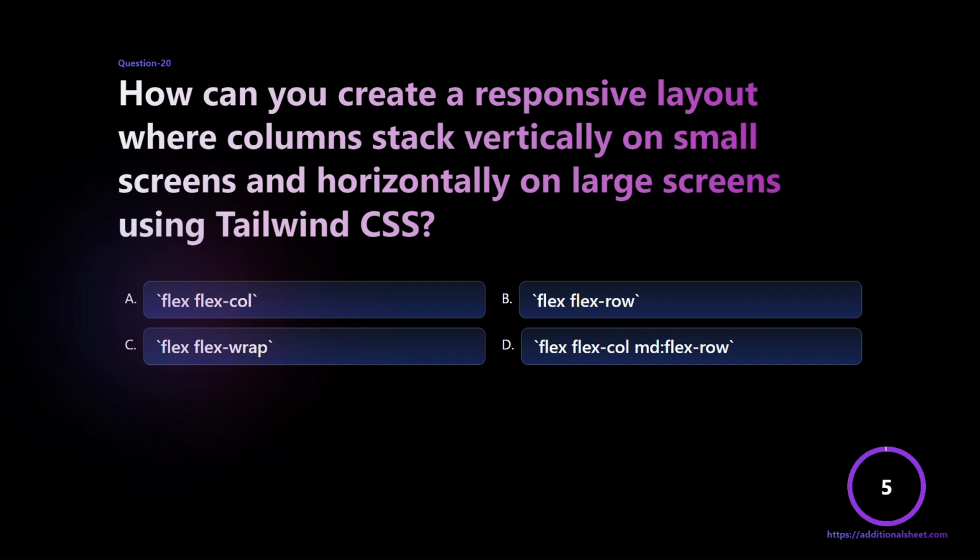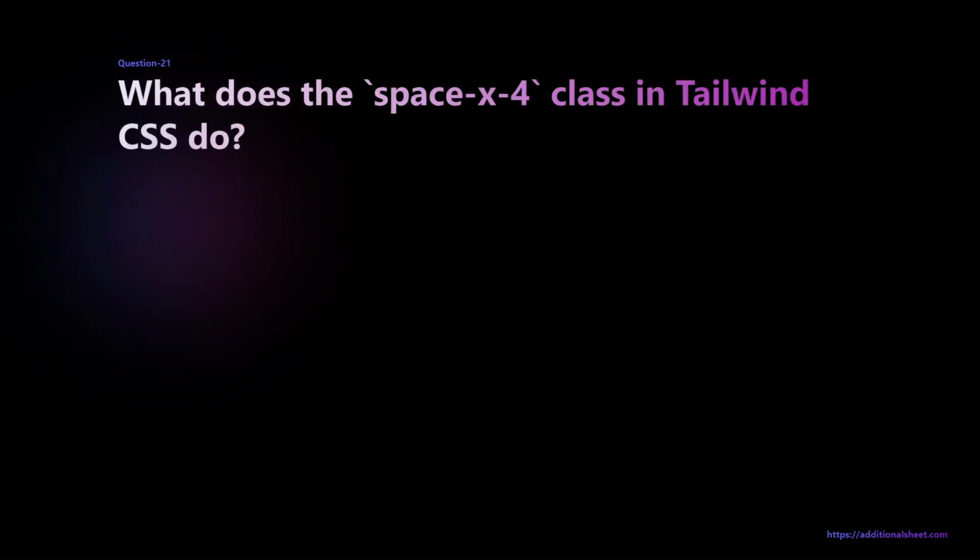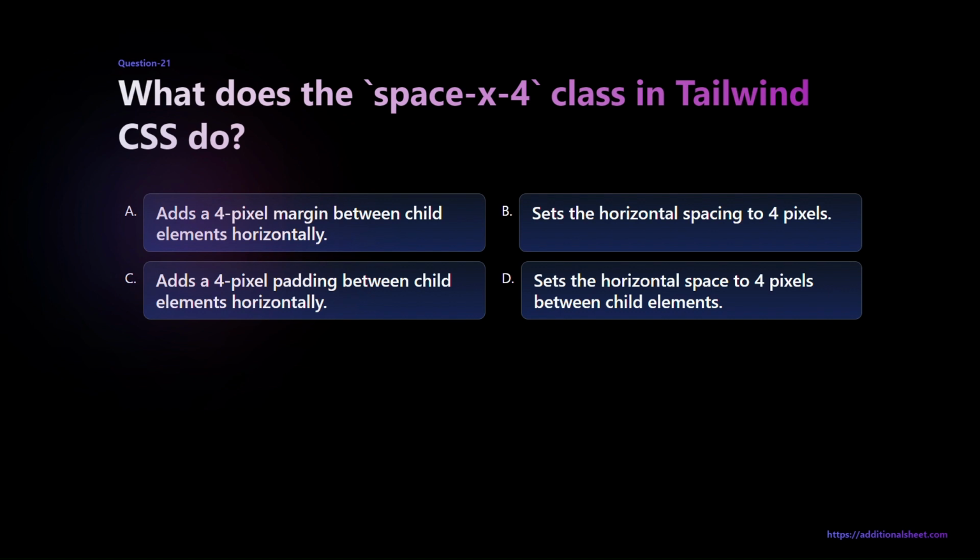The correct answer is option D, flex flex col MD flex row. What does the Space X4 class in Tailwind CSS do? Option A, adds a 4-pixel margin between child elements horizontally. Option B, sets the horizontal spacing to 4 pixels. Option C, adds a 4-pixel padding between child elements horizontally. Option D, sets the horizontal space to 4 pixels between child elements.